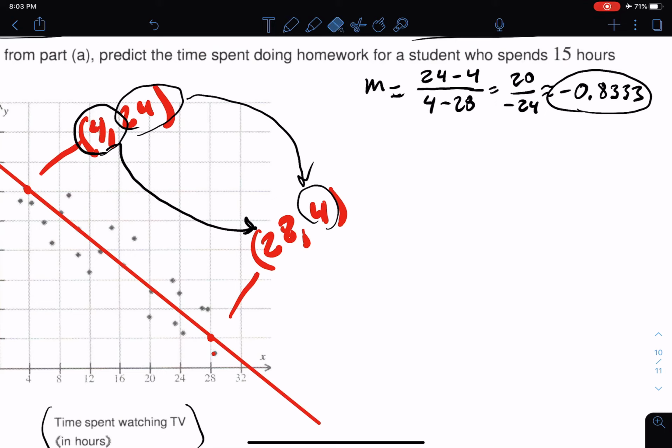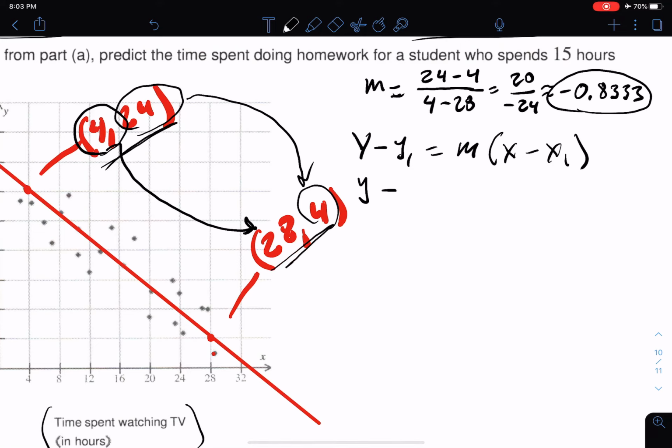Now, there's a couple ways to do it. You could use slope-intercept form. Usually in algebra we use point slope form, which is just y minus y sub 1 equals the slope times the quantity x minus x sub 1. So let's put in the values that we have. Y minus, and what is y sub 1? Well, it's just a point on the line. So you could either pick this one or you could pick this one. It doesn't matter. You'll get the same answer in the end.